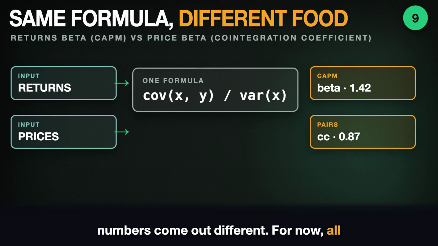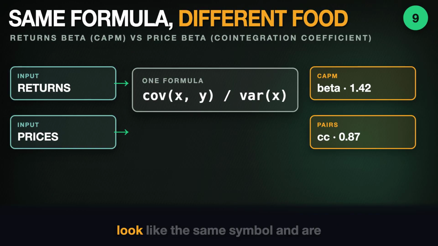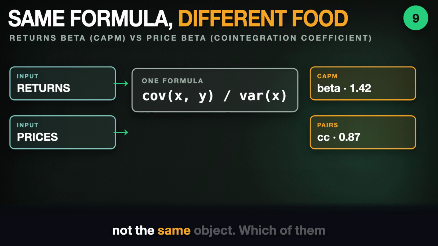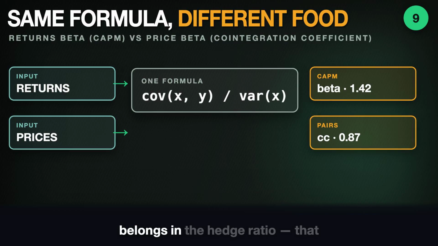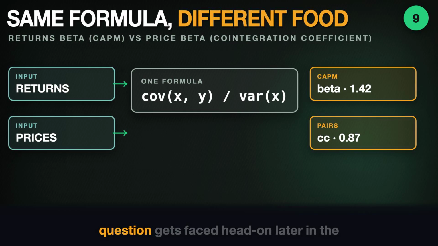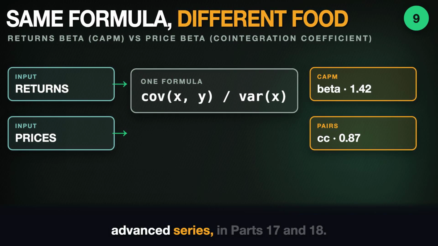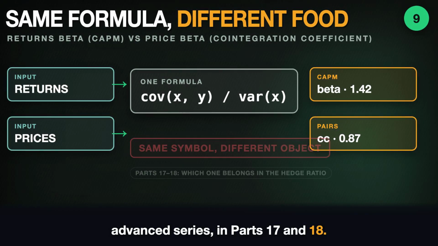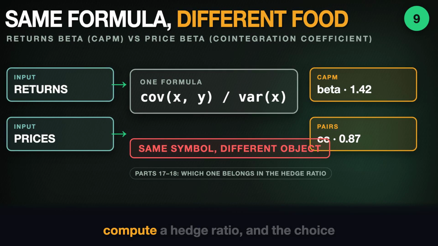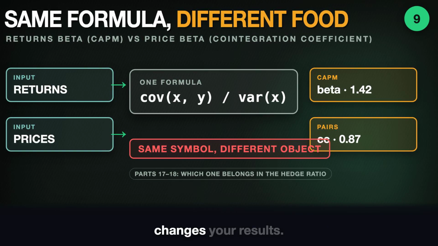For now, all you need to hold is that these look like the same symbol and are not the same object. Which of them belongs in the hedge ratio? That question gets faced head-on later in the advanced series, in parts 17 and 18. There is more than one way to compute a hedge ratio, and the choice changes your results.